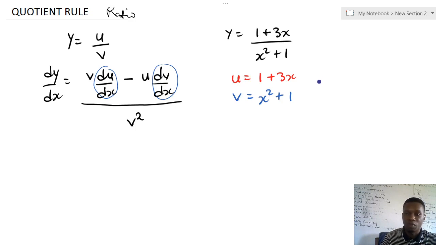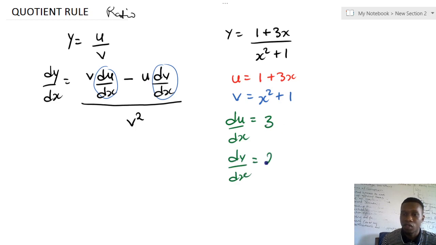So let's bring that out. We have that du with respect to dx will give us what? When you differentiate u, you have just 3. And then for dv with respect to dx, when you differentiate it, you have what? 2x. Then the next part will be to bring it into our formula.